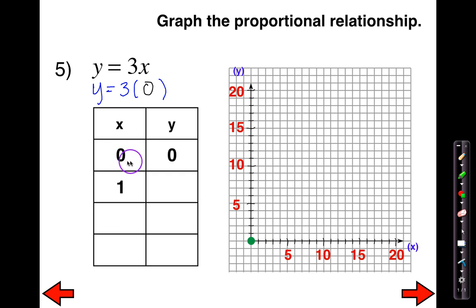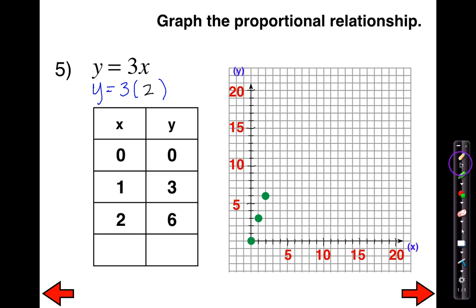Now the next number I'm going to plug in is a 1. So now instead of using 0 for x, I'm going to plug in a 1. So here, if x equals 1, then y would equal 3 times 1, which is 3. I'm going to go ahead and plot that point over 1 up 3. Next number I'm going to choose would be the next easiest number I could think of, which is 2. So now I'm going to go ahead and plug in a 2 for x. Now y equals 3 times 2, so y equals 6. So I'm going to go ahead and plot that point as over 2 up 6, and there's my point.